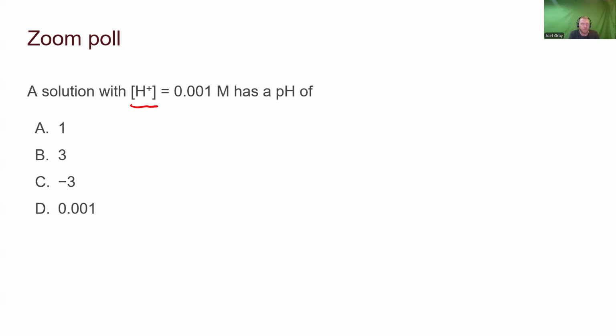Now I'm going to show you how to solve this question without even using your calculator. We're going to go through process of elimination, however, to do that. Okay, the pH scale ranges from what to what? I'll give you the high end. It can be all the way up to 14. What's the lowest pH?